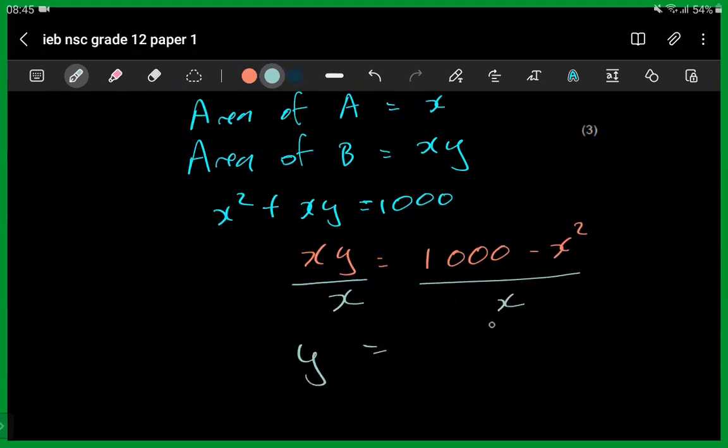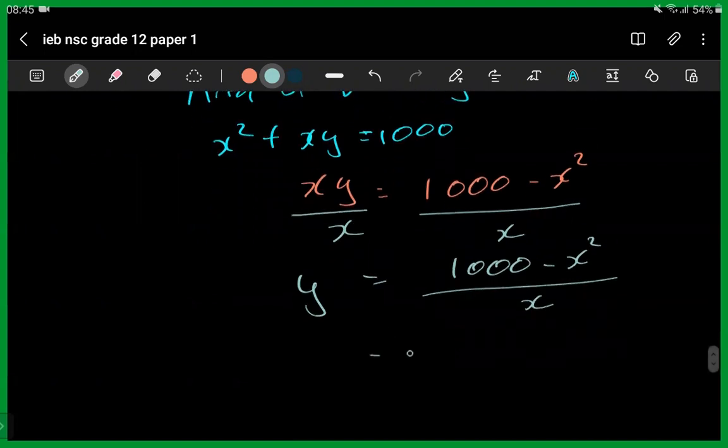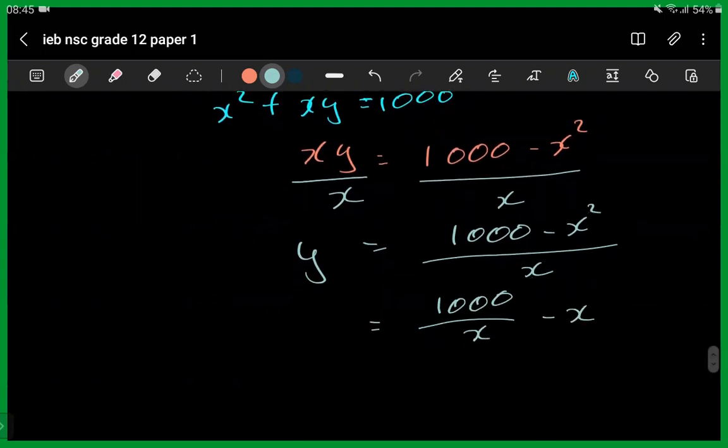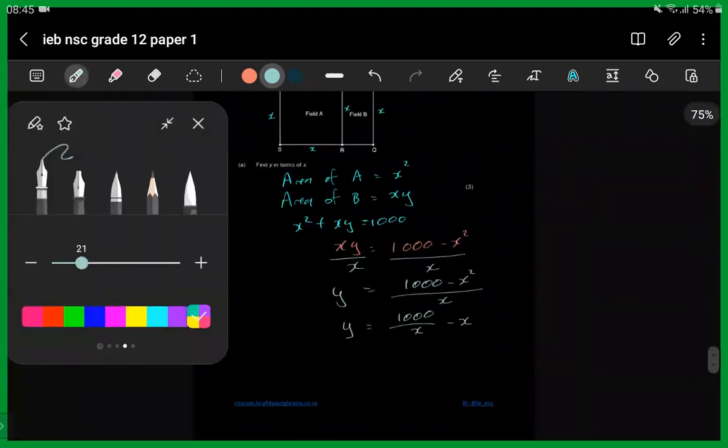You can have y is equal to 1,000 minus x squared over x. If you want to simplify, you can have 1,000 over x minus x, because x squared divided by x is going to be x, and then y is here. So you have your equation of y in terms of x. It's quite a straightforward example here. So you need to know how to do these kinds of things very easily. Otherwise, your life is going to be a bit hard.